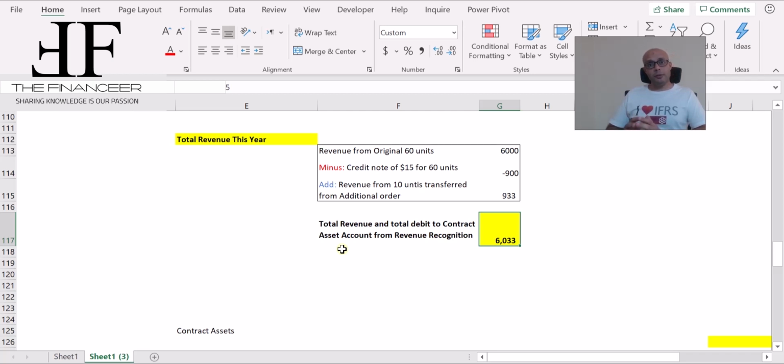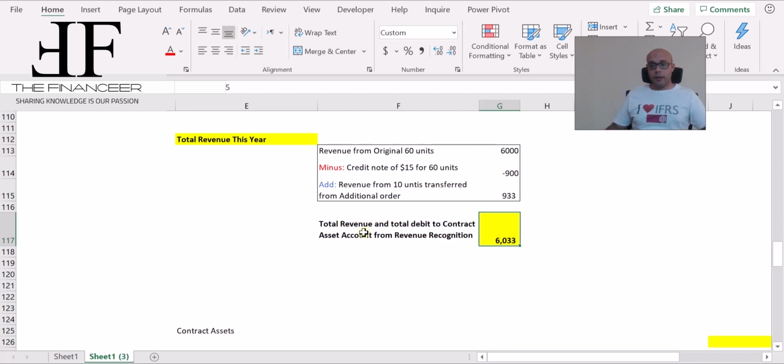So now let's complicate the case and continue and see what happens if the company issues the invoices, and what will happen if the company delivers the remaining units of the original contract and the additional units as well. Let's complete the case to the end and see what will happen to the accounts receivable and the contract assets accounts, and which accounts will be closed at the end of the day.